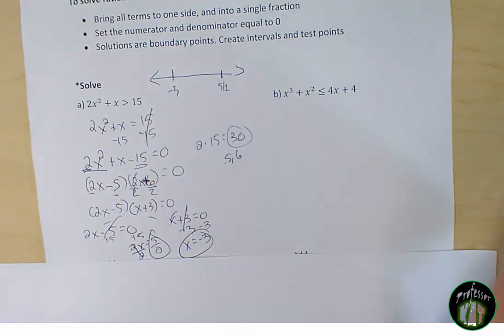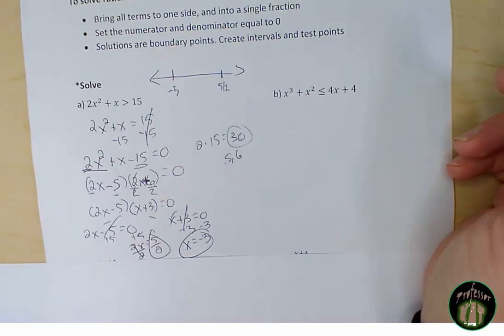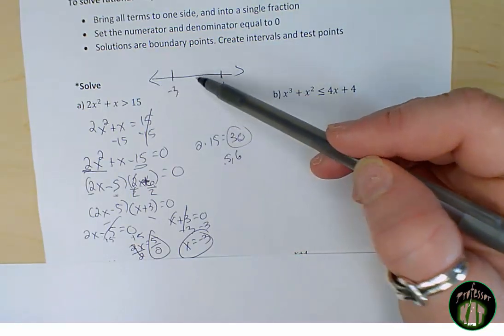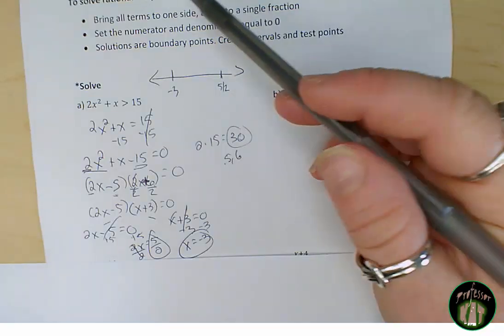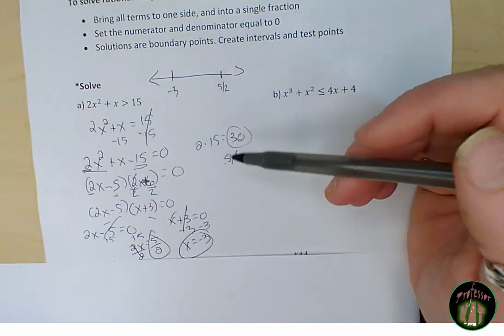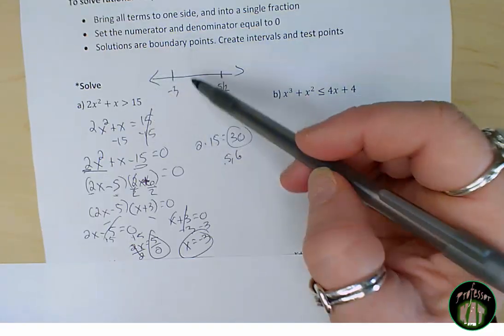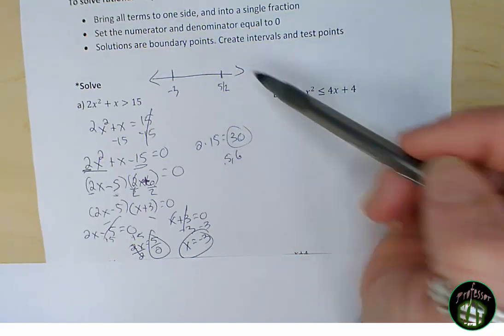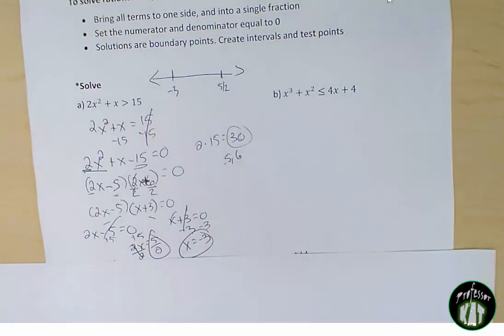All right, these are our boundary points. What we need to do after this point here is test our intervals to see where our shaded region is going to be, where our actual solutions are. Are they on the left side here, or in the middle section, or are we shading to the right?